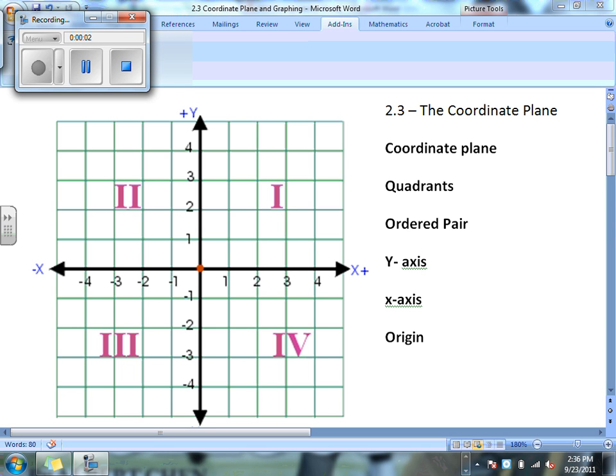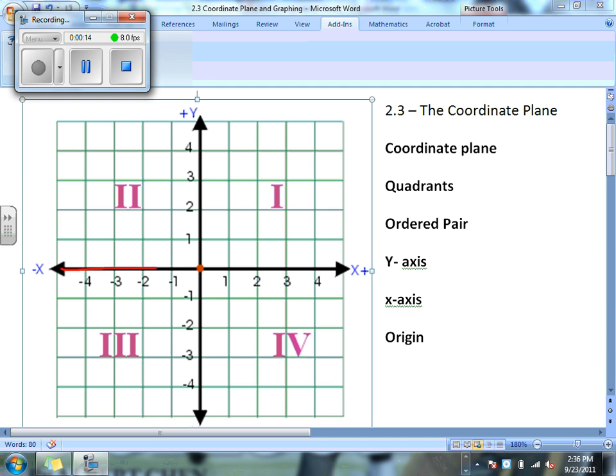Section 2.3 is about the coordinate plane and graphing ordered pairs on that coordinate plane. To the left over here we have a coordinate plane. On this coordinate plane we have an x-axis, which is the horizontal axis, and we have a y-axis, which is the vertical axis going up and down. All right, so we have those two.